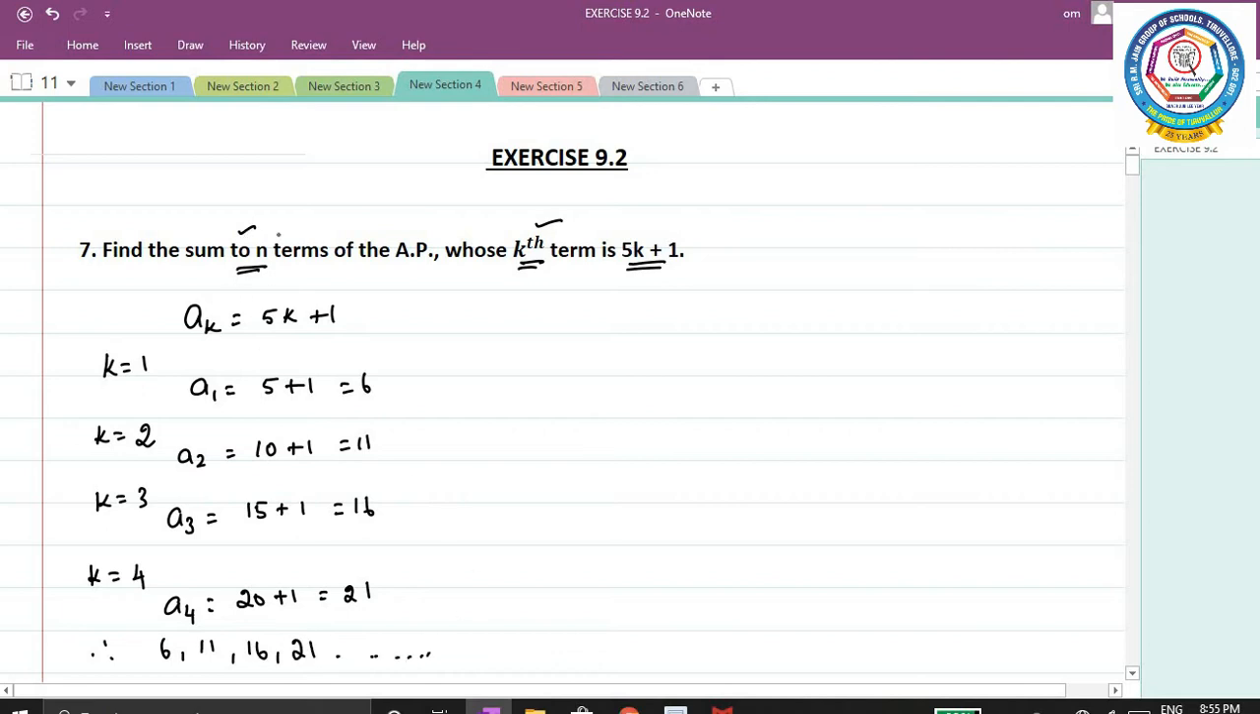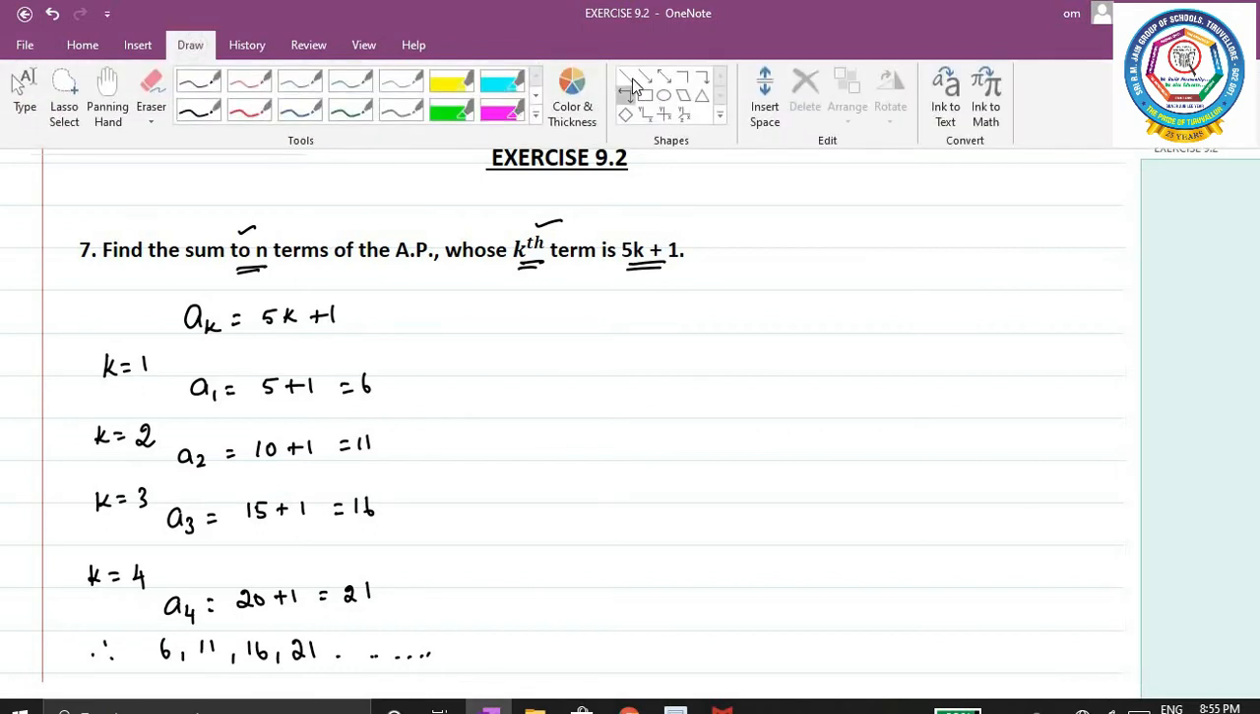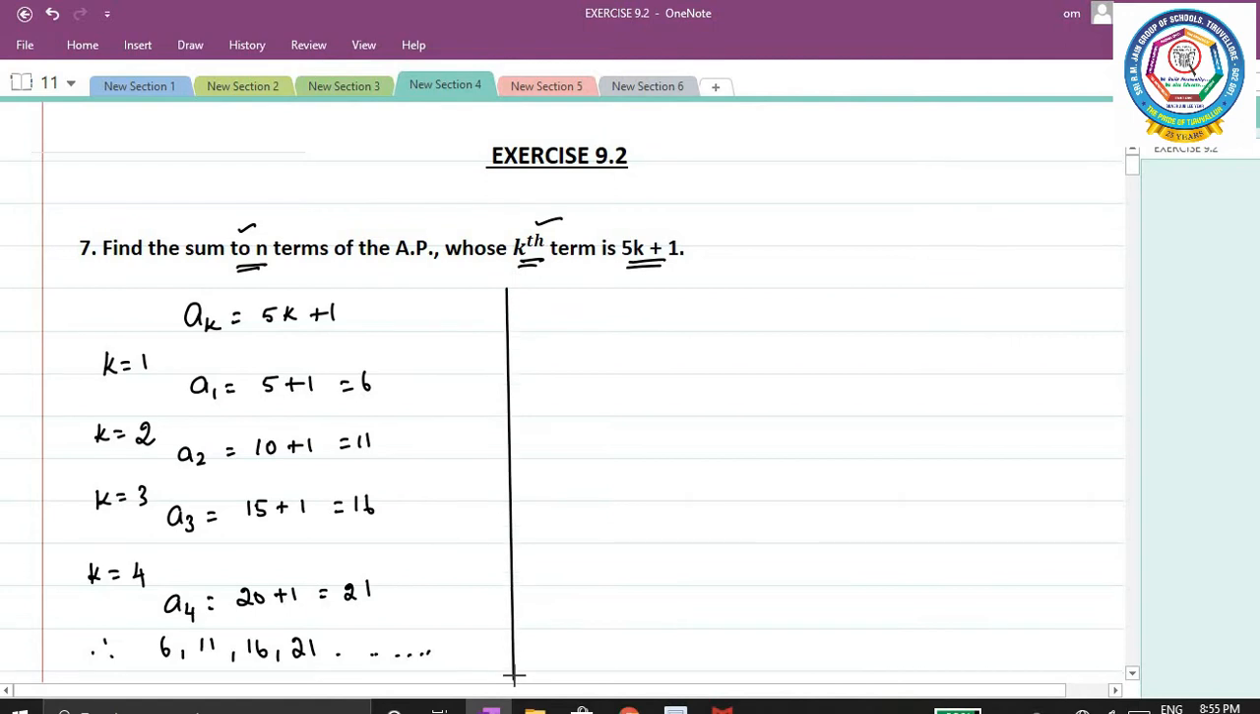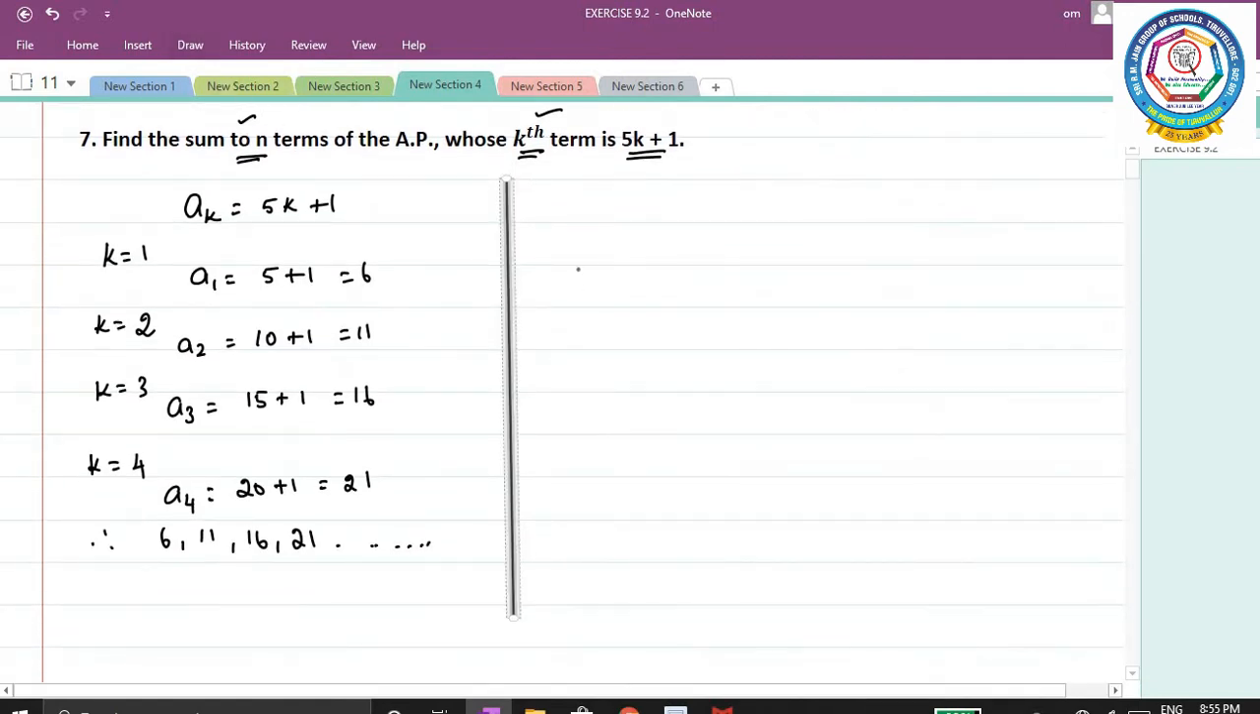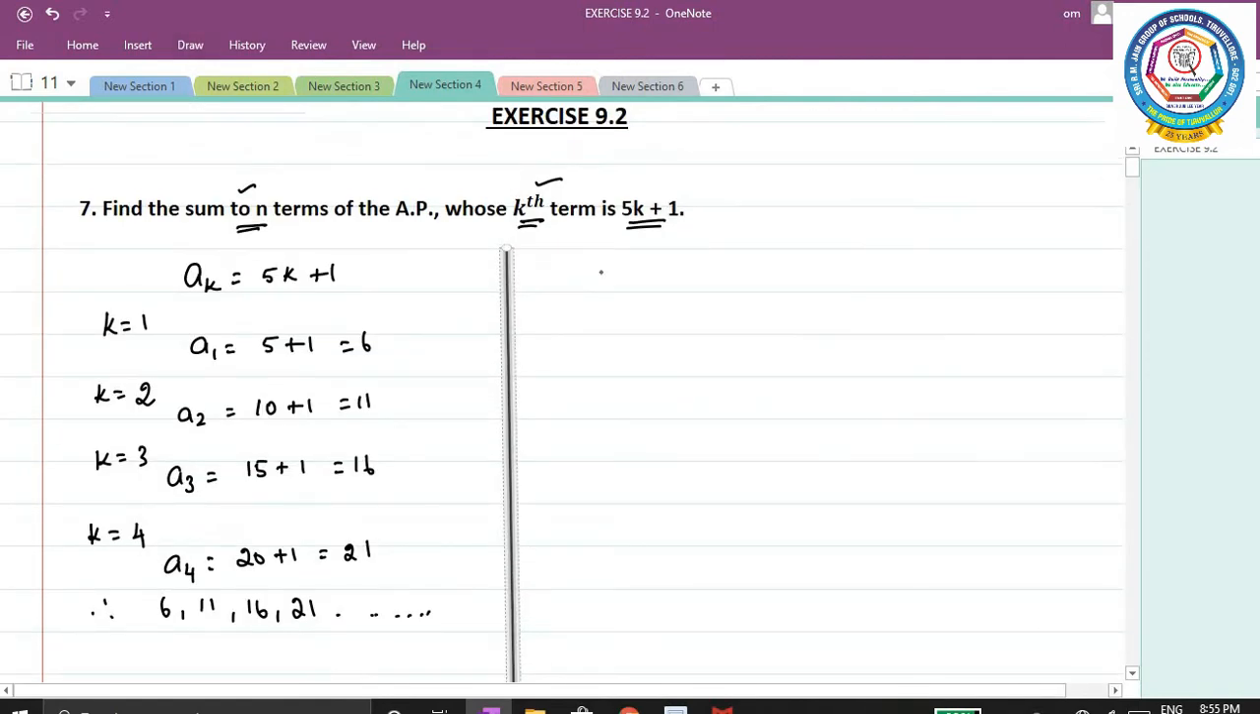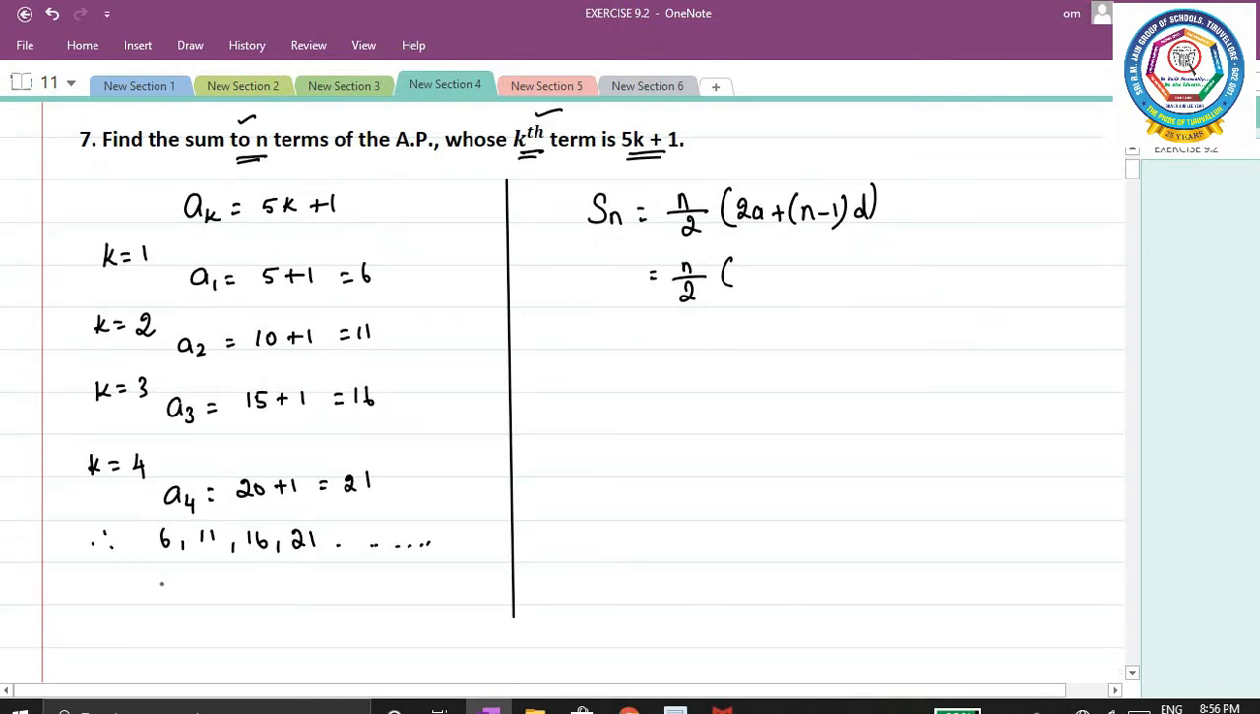But in the question they ask for Sn. We know the formula: Sn is equal to n by 2 into 2a plus n minus 1 into d. See here, I am going to write the formula. Sn is equal to n by 2 into 2a plus n minus 1 into d. n we don't know. Then a. What is a? a is the first term. What is the first term in this series? a is equal to 6.